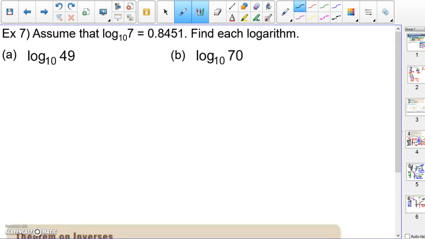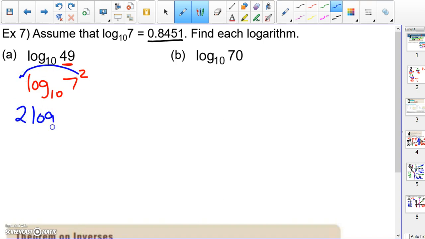Example 7, assume that log base 10 of 7 equals 0.8451. What we're going to do is we're going to take a problem like log base 10 of 49, and we have to try to turn this 49 into a 7. And so the first thing that comes to my mind is if we said log base 10 of 7 squared. I like doing it that way because I could pull that 2 in the front using my properties. 2 times log base 10 of 7.